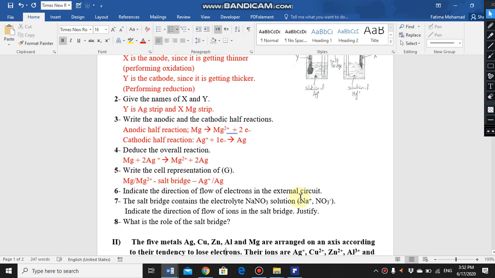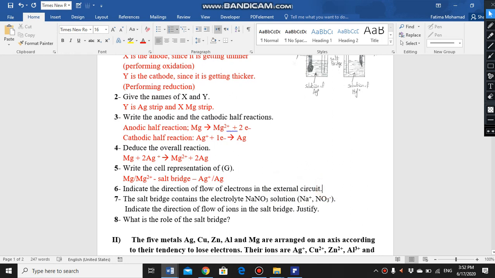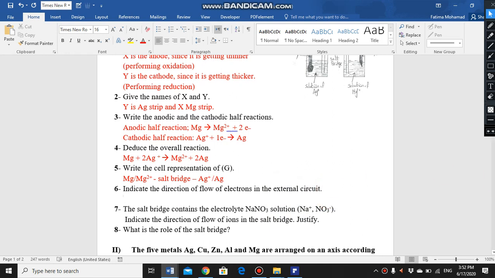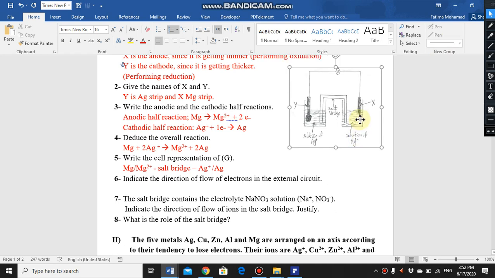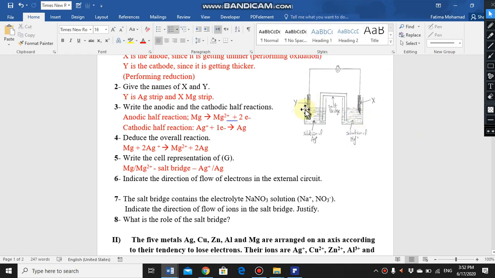Now number 6, indicate the direction of flow of the electrons in the external circuit. Here the electrons, as you know, usually flow from where? From the anode to the cathode. The anode is X, so the direction of flow of electrons is from X to Y through the external circuit.